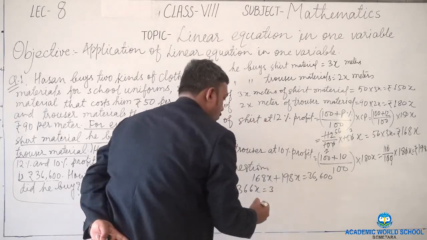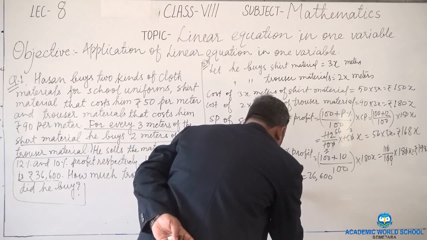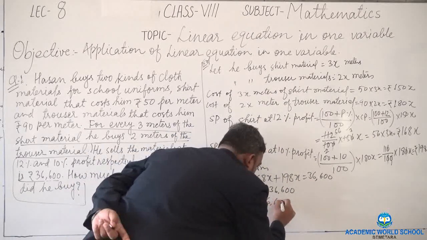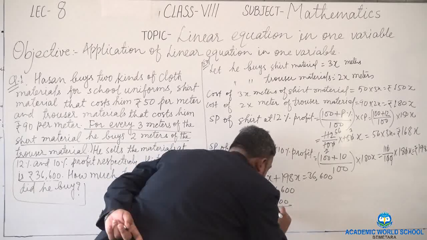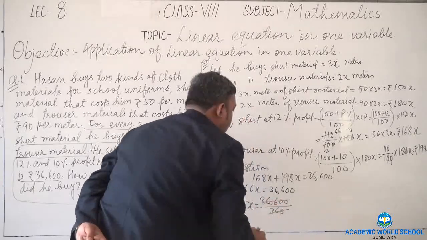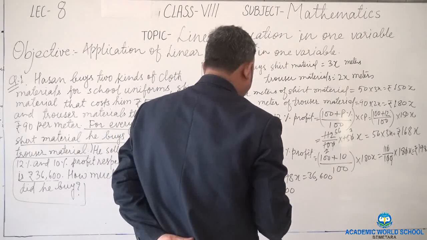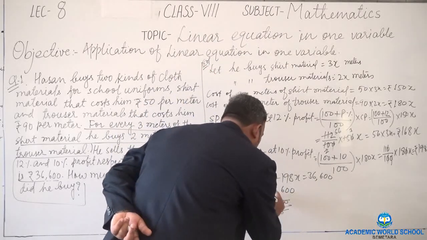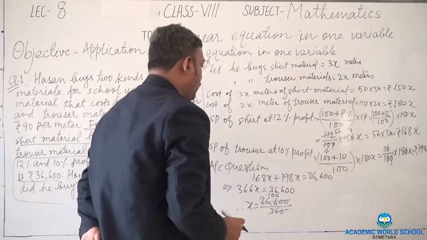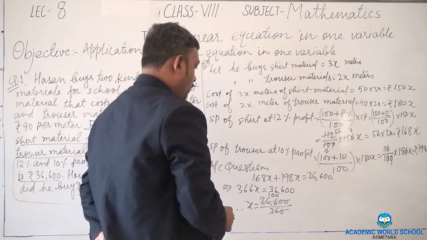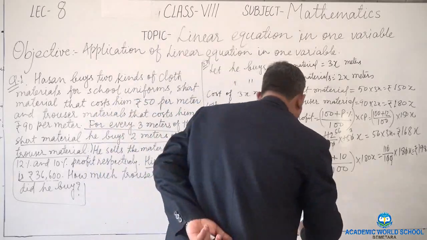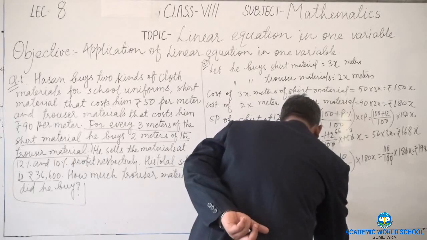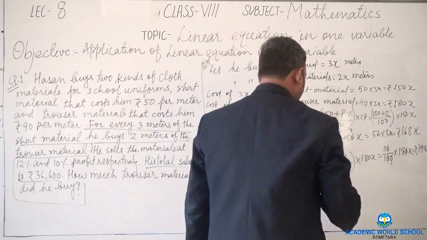which is equal to 36,600. Therefore, x equals 36,600 divided by 366. If you cancel this, what we will get? 100 we will get. Okay, so here x equals 100, right?